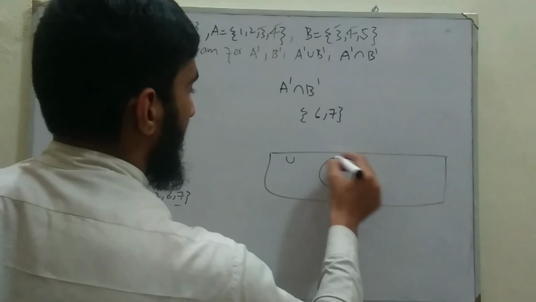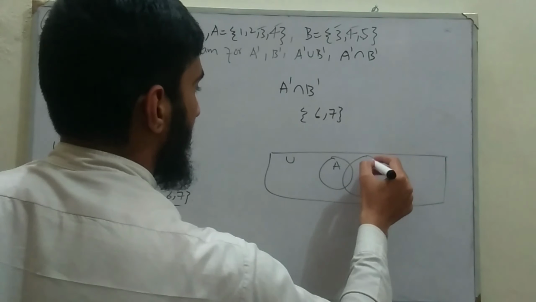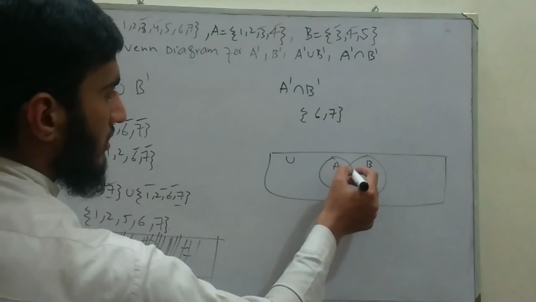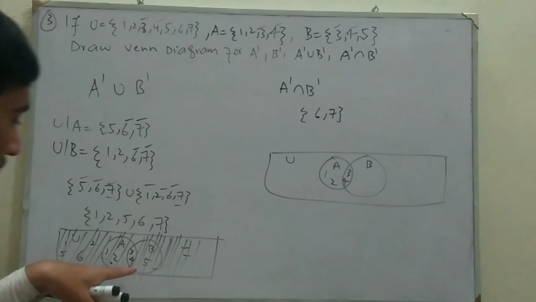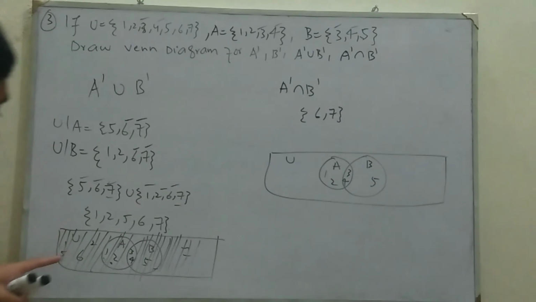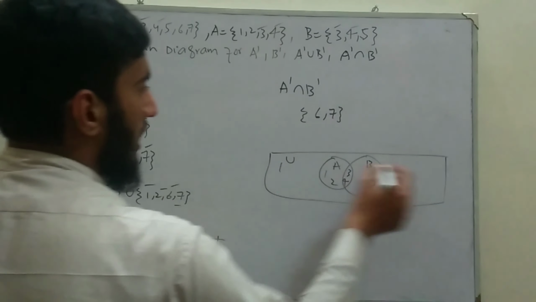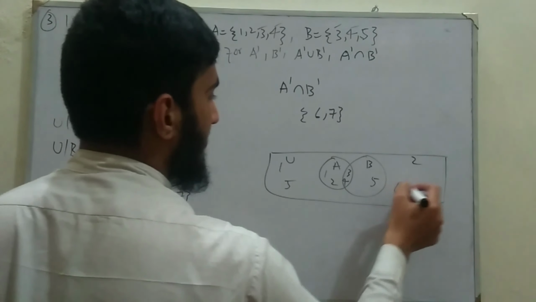Universal set, A set, and this is B set. Common elements are 3, 4. In A set we are left with 1, 2. In B set we are left with just 5. In universal set we are left with 1, 2, 5, 6, 7.